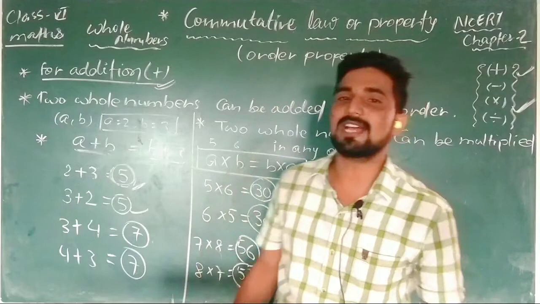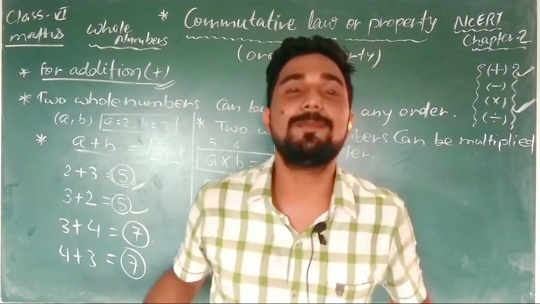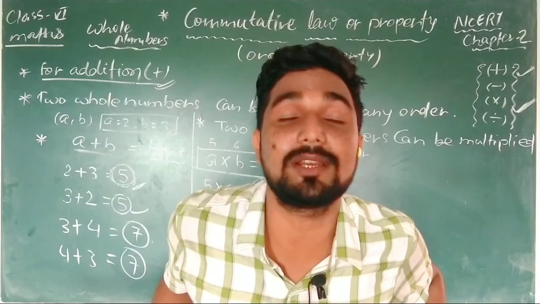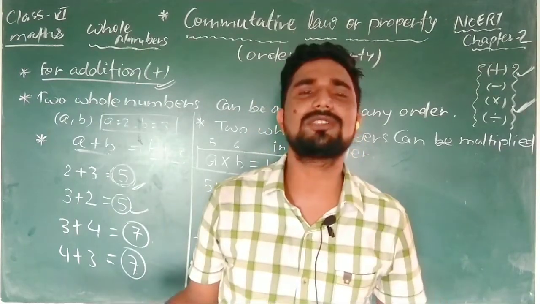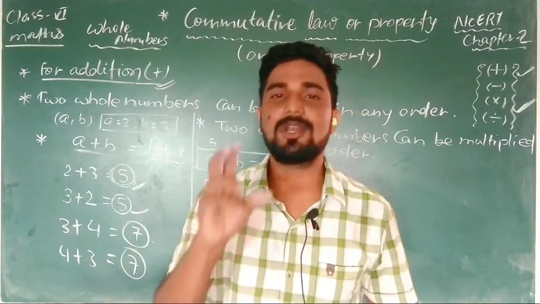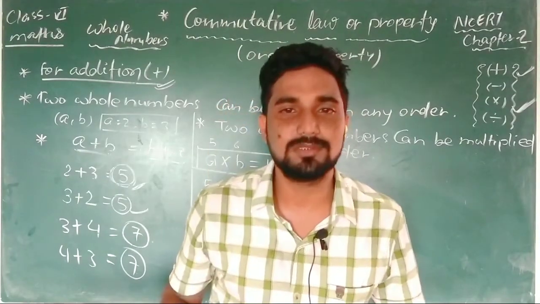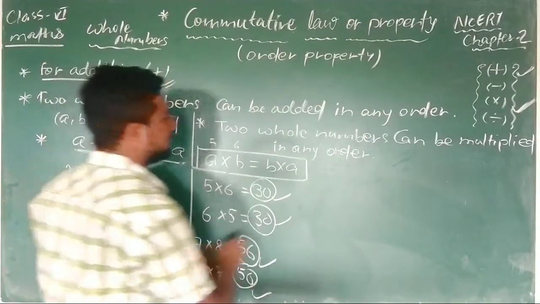If it is asked for multiplication, then you say if you change the order of two whole numbers, the product remains constant. Product remains constant means the answer remains constant. Product is the answer of multiplication of two numbers. So for addition and multiplication you have seen that.